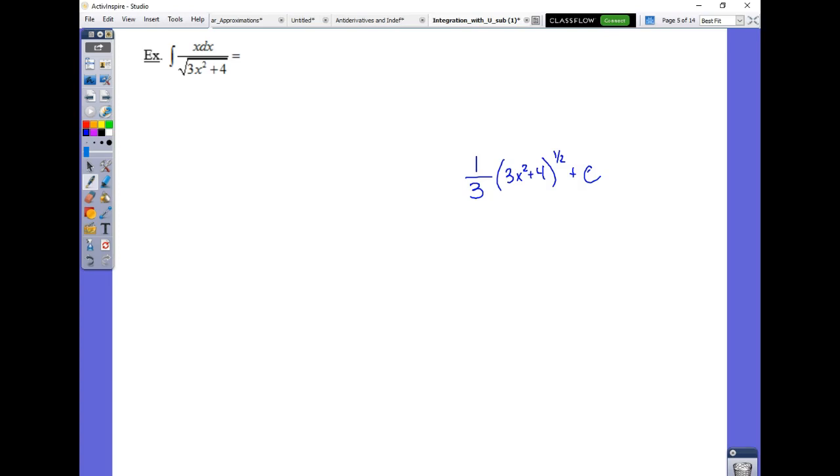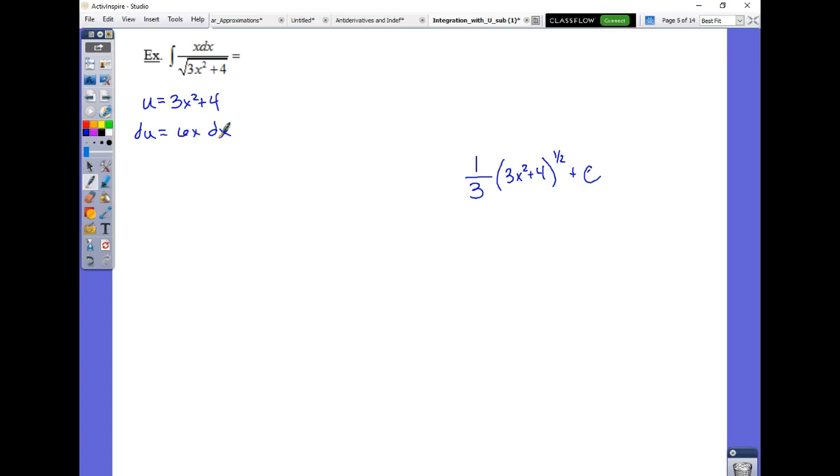All right, so I looked at the problem. Everybody should be under the same exact u step. Everybody should have the same exact u. That's the part that's inside the square root. That's the piece that needs to be u subbed out. So I take the derivative with respect to u to get 6x dx.